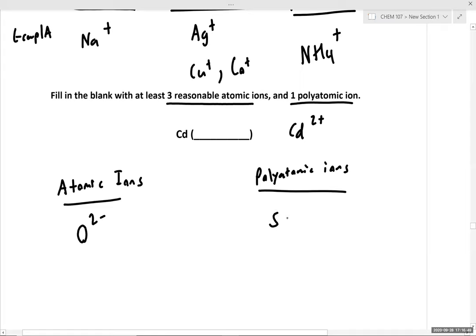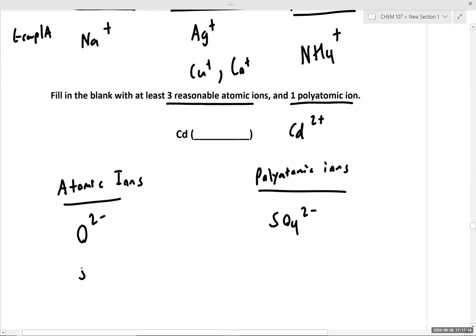We also have a proposal of sulfate, which is SO4 2 minus. And really don't be shy to provide your proposed atomic ion or polyatomic ion. There are many to choose from. And the mere act of attempting to explain your proposed solution can help you integrate this concept.